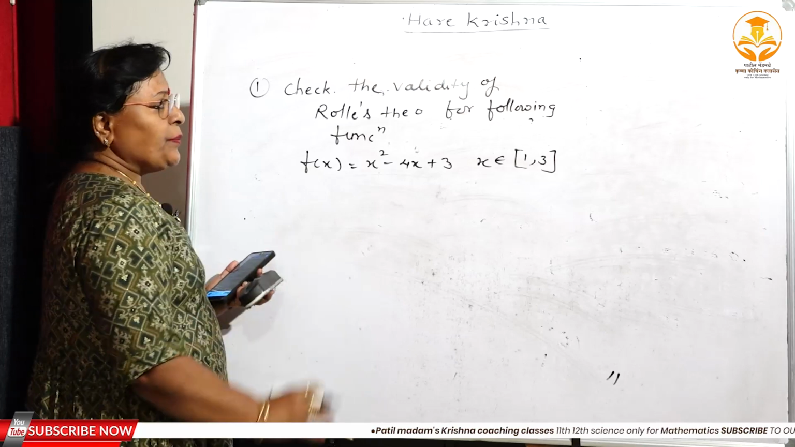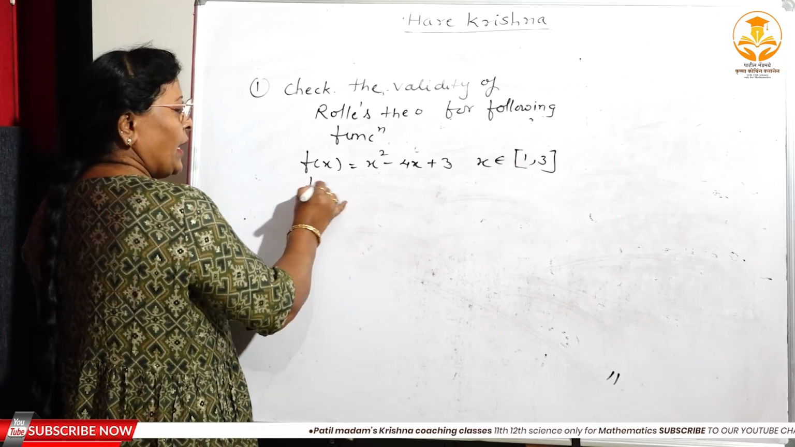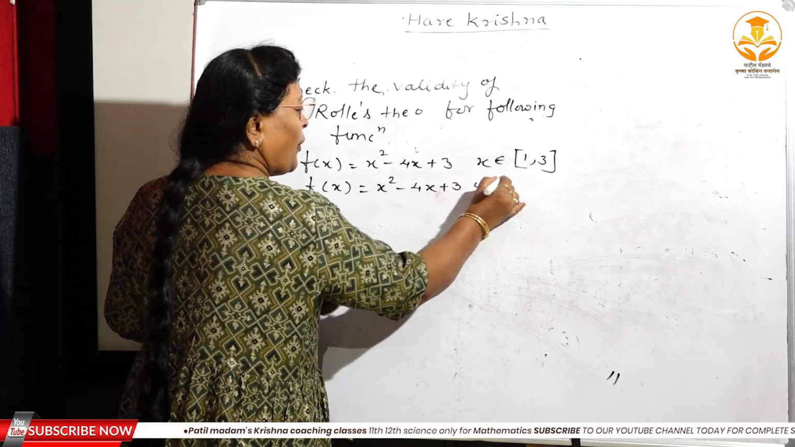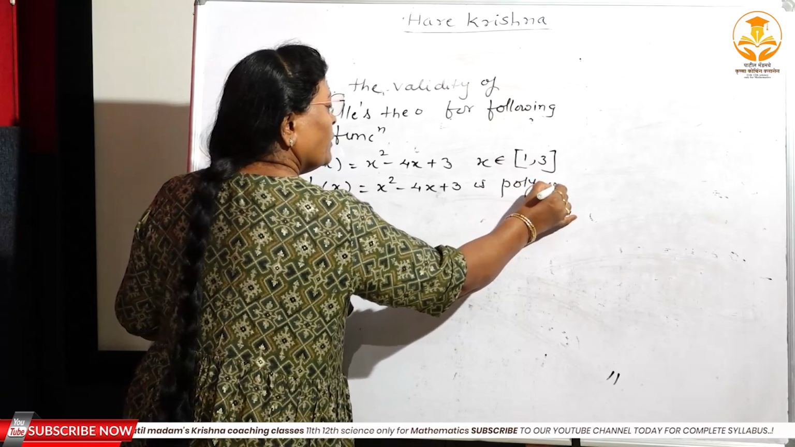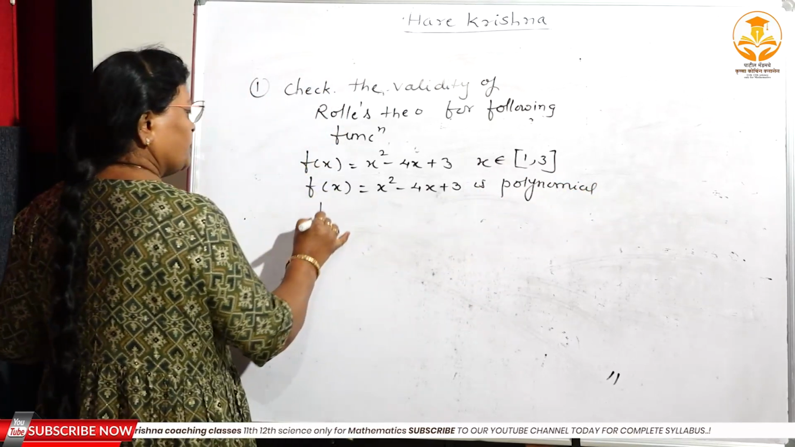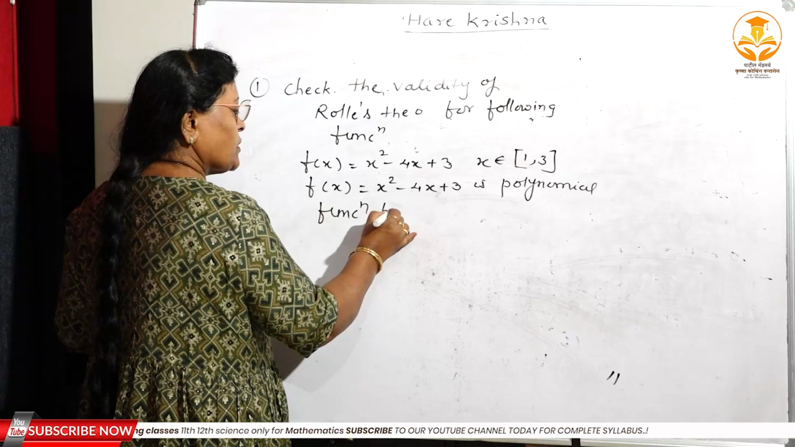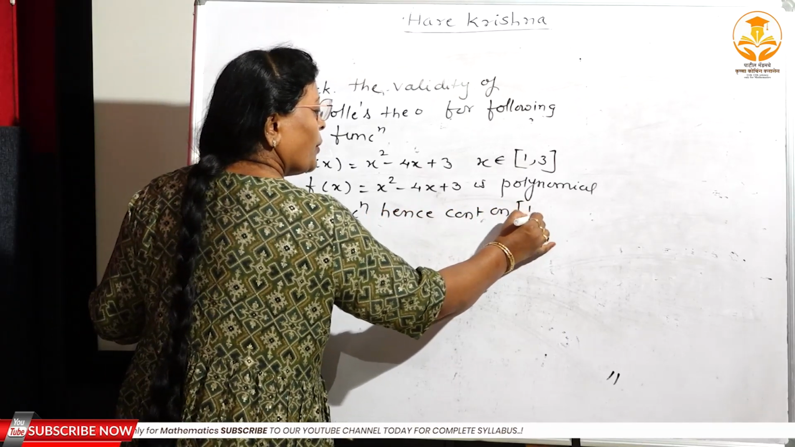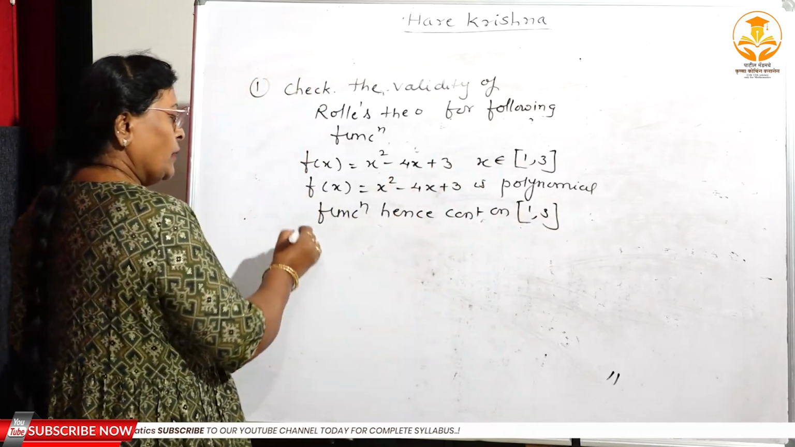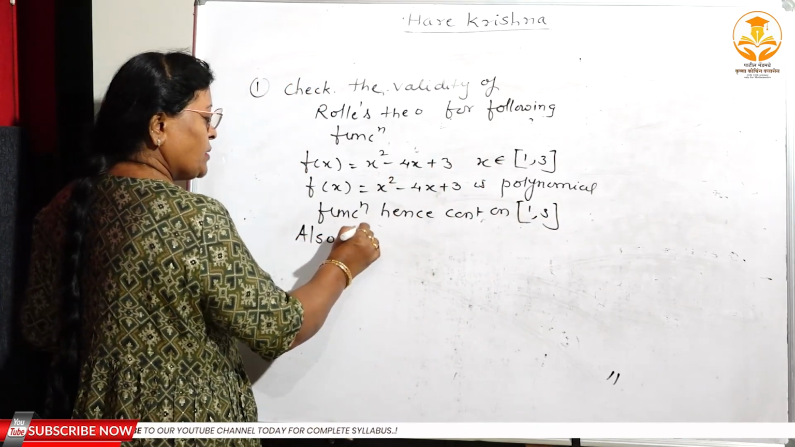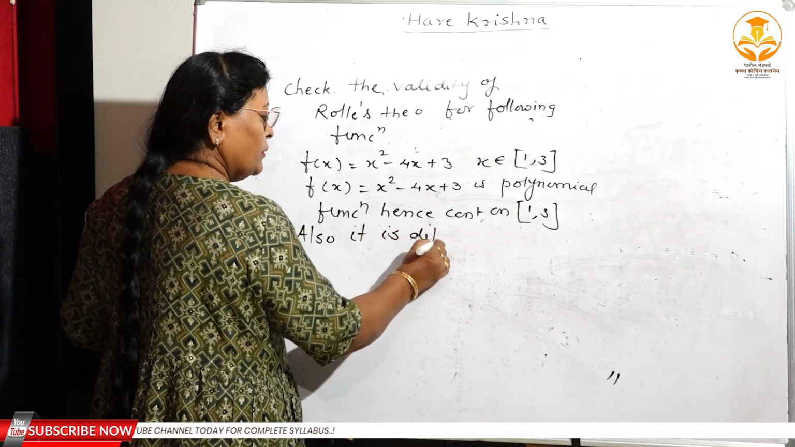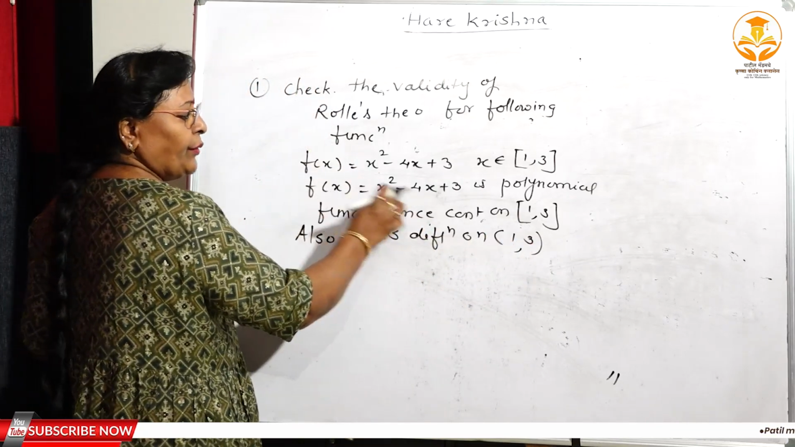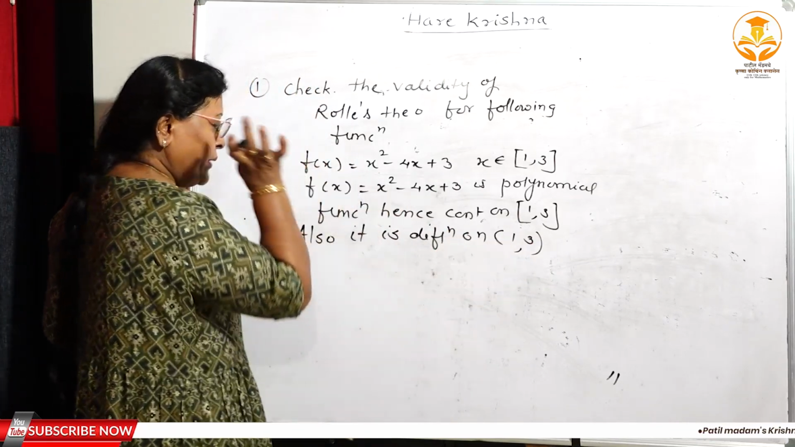Very simple. If you observe this, f of x is equal to x square minus 4x plus 3 is a polynomial function, hence continuous on [1, 3], isn't it? Also, it is differentiable on the open interval (1, 3), means you can find the derivative at the points in between 1 and 3, isn't it?